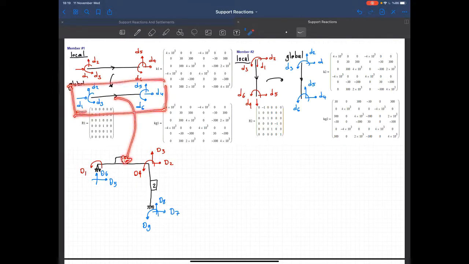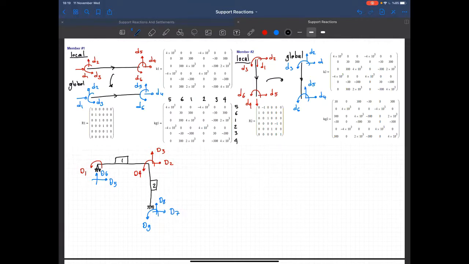Okay, so 1 corresponds to 5 in the global, 2 corresponds to 6, 3 corresponds to 1. So let me write it down. This is 5, 6, and 1. Take a look at this one. 4 corresponds to 2, 5 corresponds to 3, 6 corresponds to 4. So I should write 2, 3, and 4.